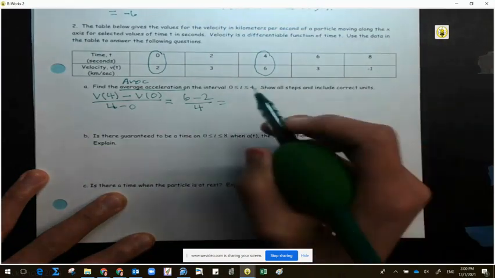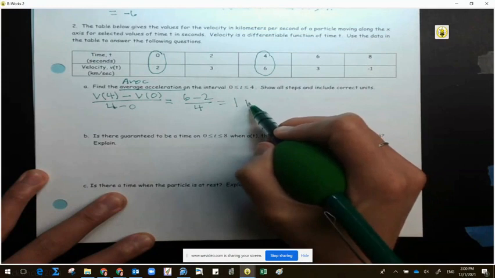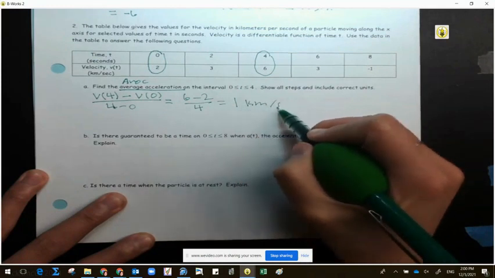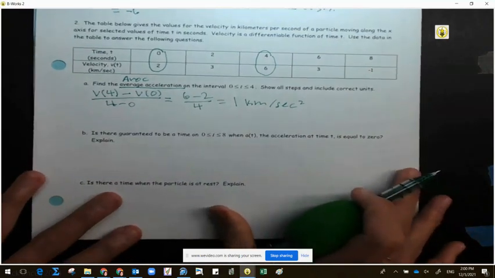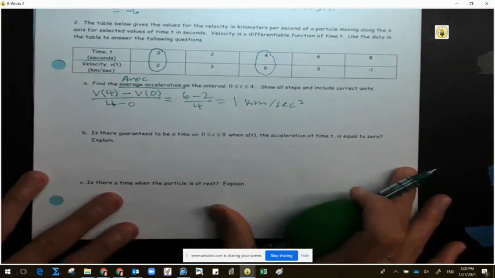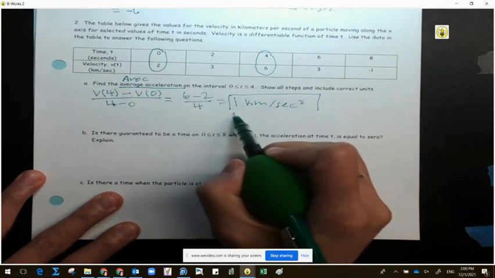How much would that give me? 1. And we're looking at 1. Our units will be kilometers per second squared. That's it. It says to show, it didn't say to explain. If it had said explain, then you would just say that in words: the acceleration of blah, blah, blah. Any questions on this one?